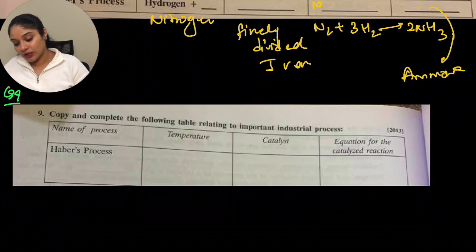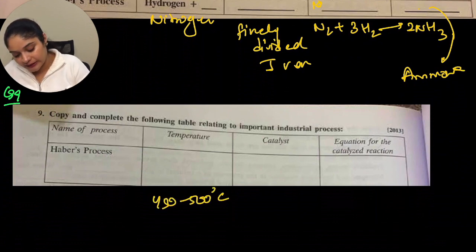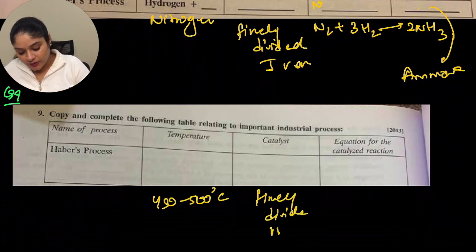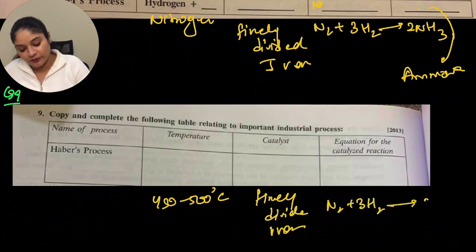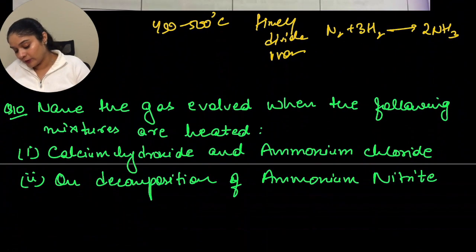You need to mention the temperature. So temperature is about 450 to 500 degrees Celsius. Catalyst is finely divided iron. Equation of the catalyzed reaction. So that will be nitrogen plus thrice of hydrogen, which will give you twice of ammonia. So that's it. Let's move ahead to question number 10.